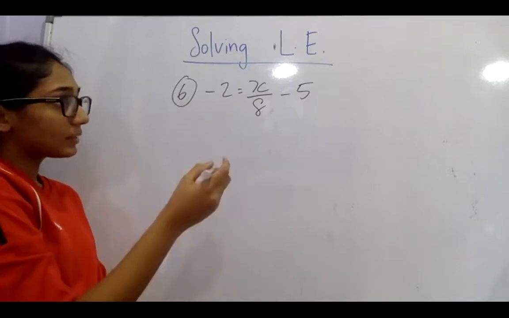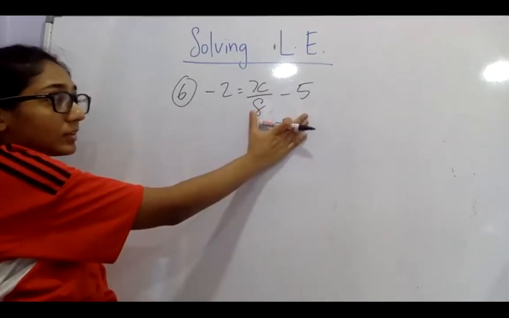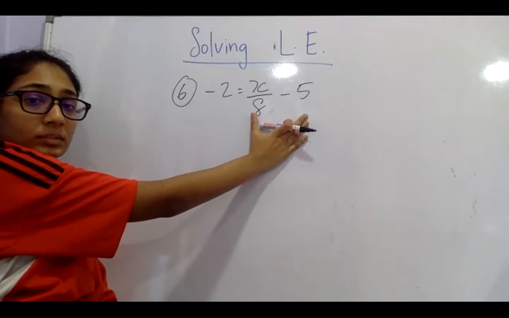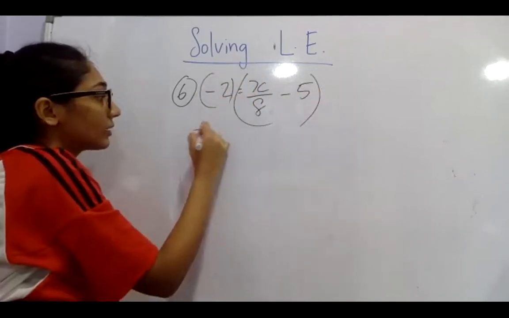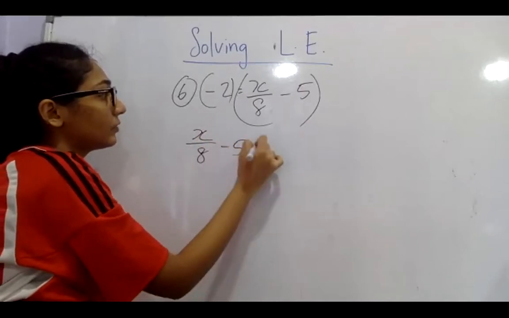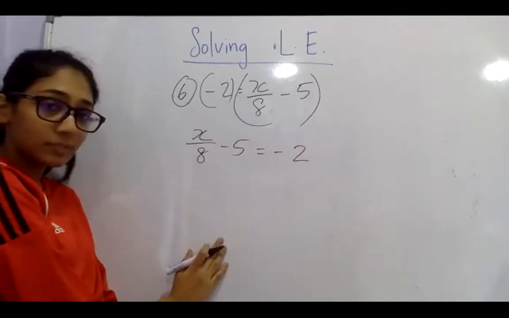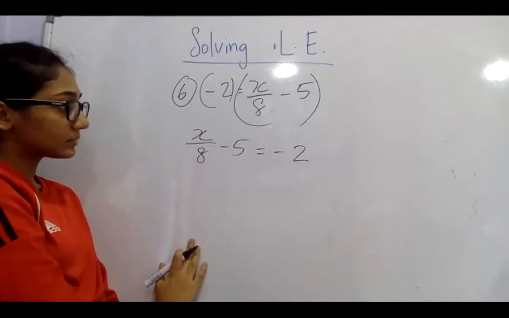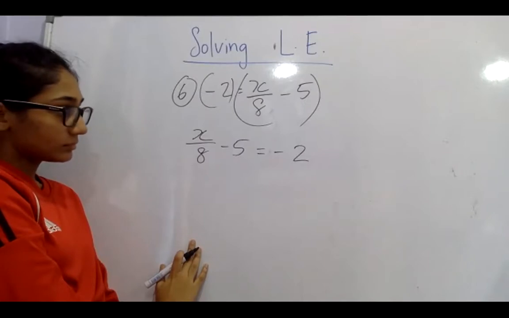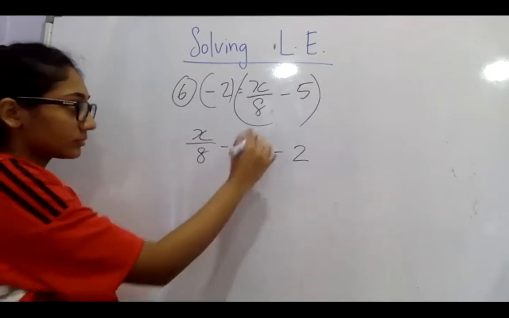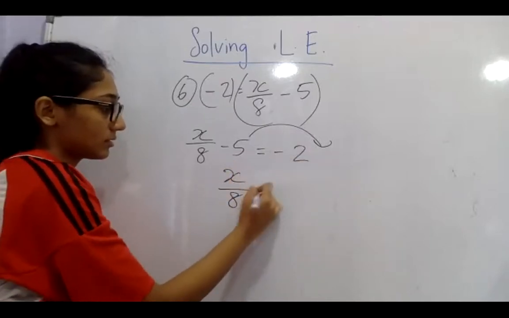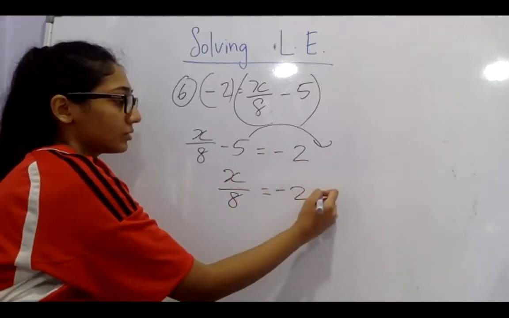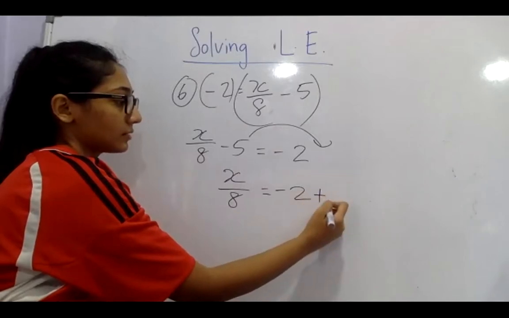Okay, what did I say in the previous question? When my x is on this side, what do I need to do? Bring it to the left. Correct. So I bring the whole thing, I switch it. So x over 8 minus 5 equals to minus 2. Switch it over first. Okay, Silver, what to do after this? Bring the minus 5 to the other side. Correct. So what do I get here? Minus 2 plus 5.